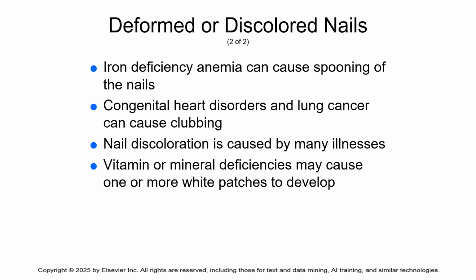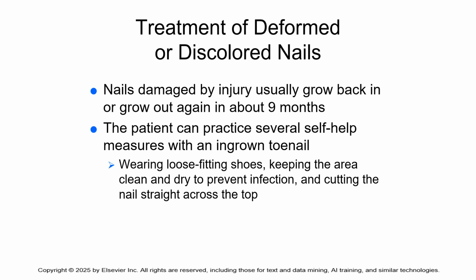Iron deficiency and anemia can cause the nails to spoon. Congenital heart disorders and lung disorders can cause clubbing, and nail discoloration, as we said, can be caused by a lot of things. Vitamin and mineral deficiencies may cause white patches on the nails. Nails that are injured and damaged usually grow back in about 9 months. There's a lot of things that you can see in deformities and discolorations because of certain illnesses.